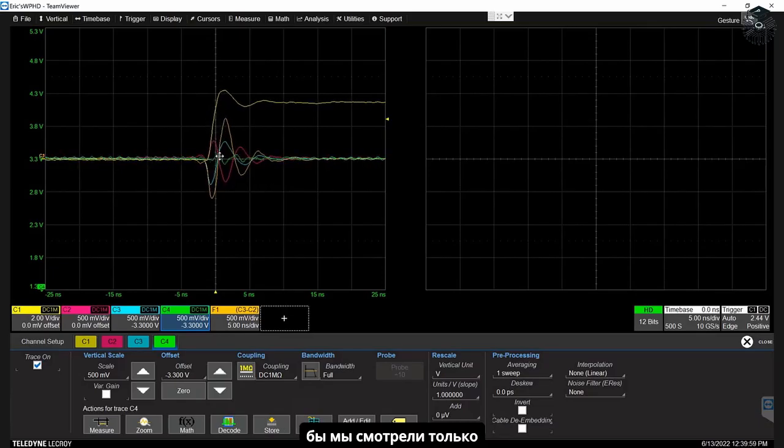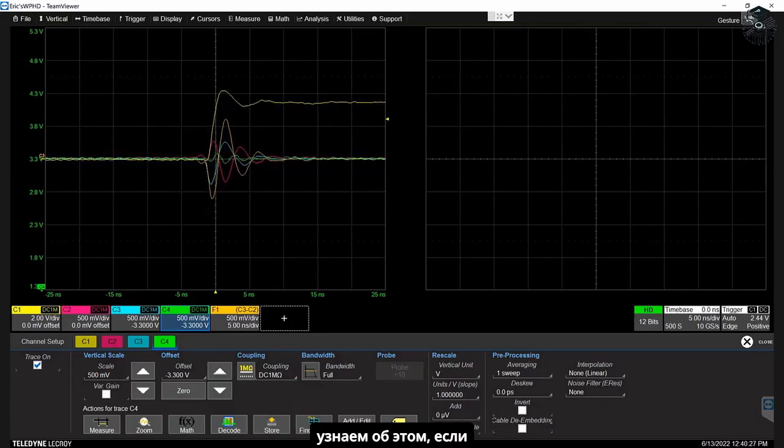If we were looking at just the noise on the board and said, oh, well, we've got maybe 100 millivolts peak to peak, maybe 200 millivolts peak to peak out of a 3.3 volt rail, we'd say, that's not bad. That's a pretty low amount of voltage noise. But look at how much voltage noise we have on the die itself.